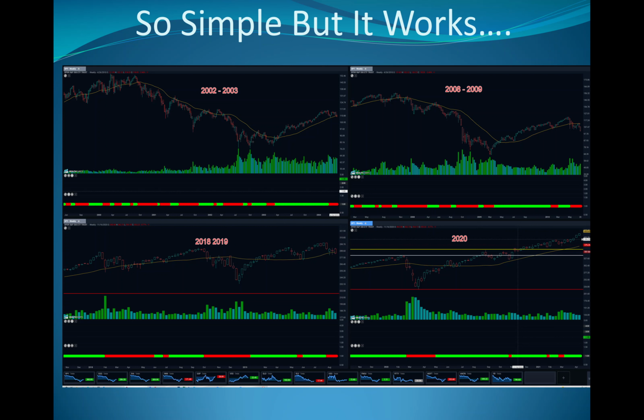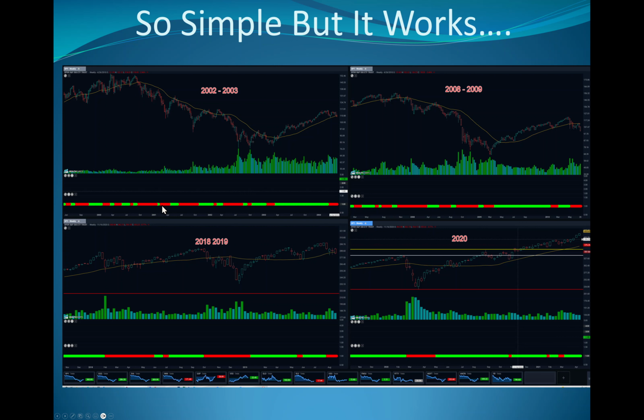Now, you might say, man, this is so simple. How could this actually work? Well, remember I said the bongo doesn't get you in right away. It's a little bit late and it doesn't get you out really early. However, no one says you have to wait to get the signal. It's more to keep you in. So if you look at 2002 to 2003, we broke below the WMA and our bongo turned red.